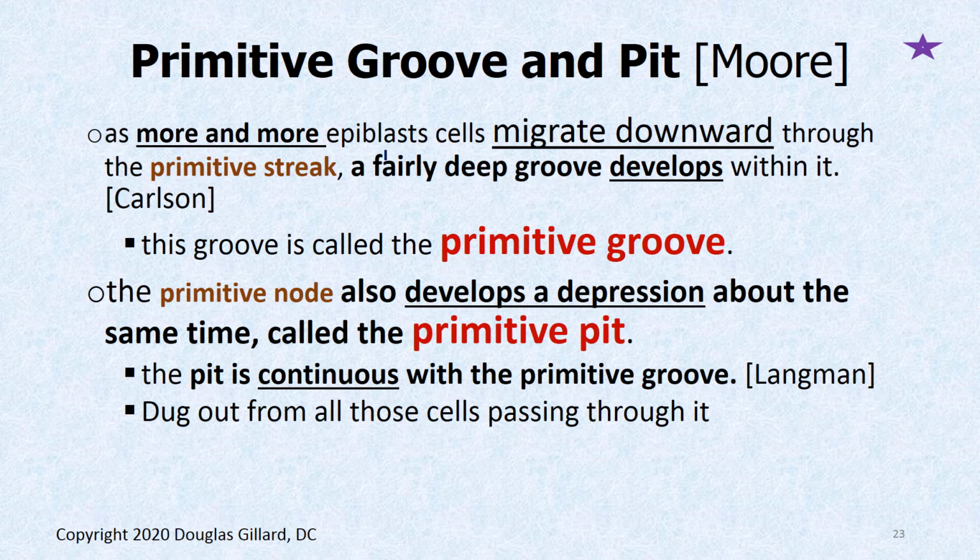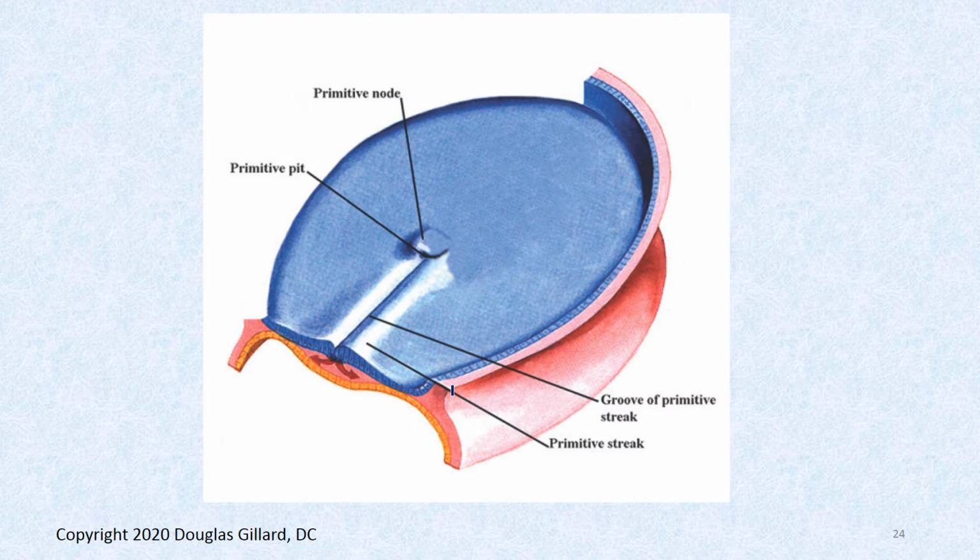Okay, so more and more epiblasts keep migrating down through the primitive streak, and they start leaving a dent in the streak, and that's the primitive groove. So many start going through the primitive node that it gets a hole in it, and that's called the primitive pit. The primitive pit is actually continuous with the primitive groove, and that's about all we'll say about that.